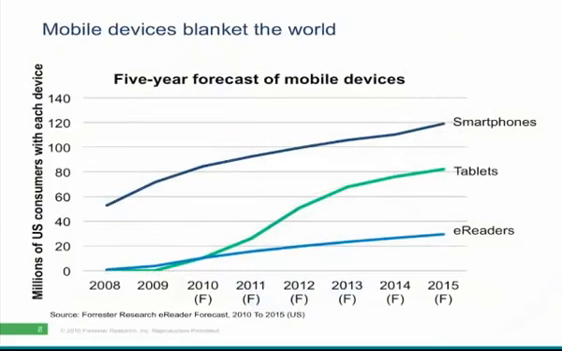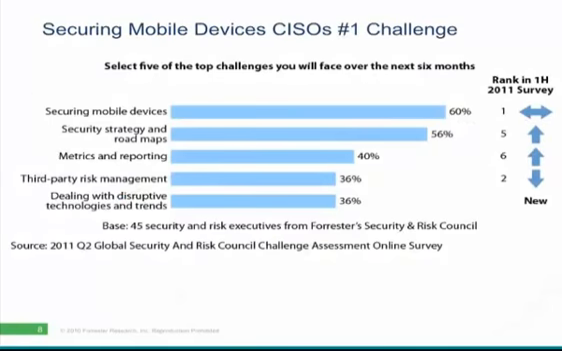And mobile devices are key to this. And we're going to see continued growth in mobile devices through 2015 and beyond, as we see tablets and smartphones replacing regular computing devices such as laptops. I have a statistic here from Forrester as well, where we polled our Security and Risk Council, which is our premier leadership group within the security and risk practice at Forrester, and asked them what the top 5 challenges were for the first half of 2011. Securing mobile devices was the top concern for 60% of those leaders. So how are we going to deal with this?